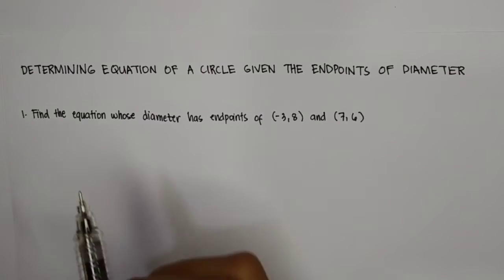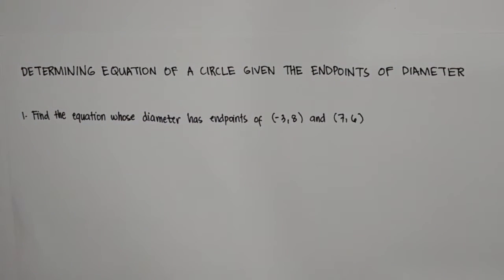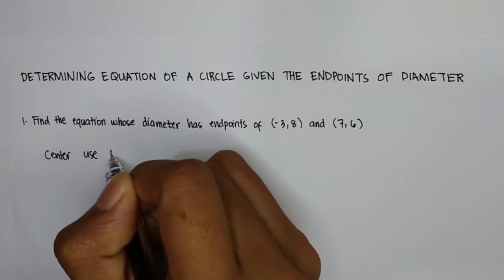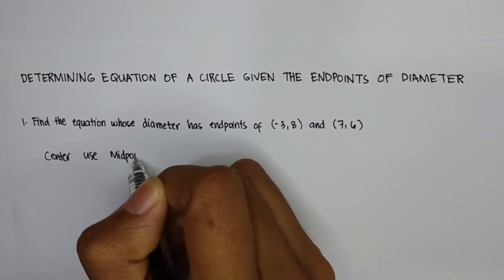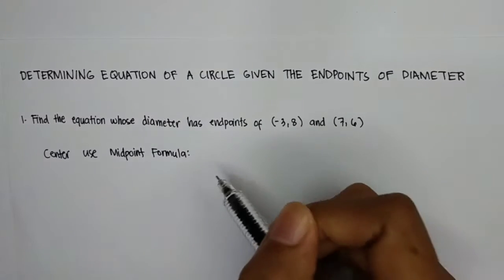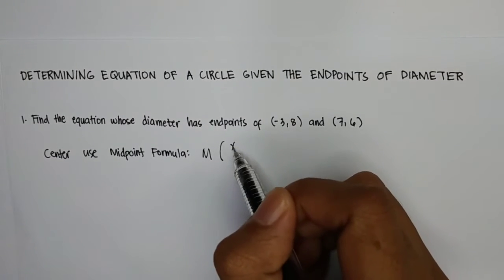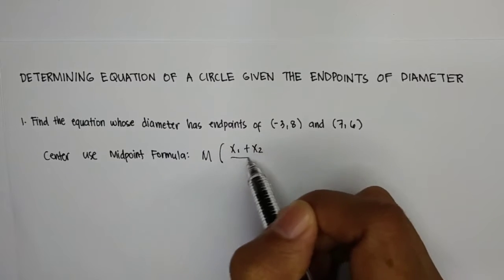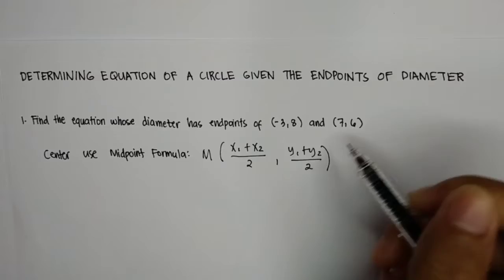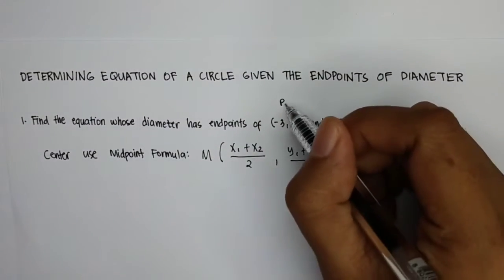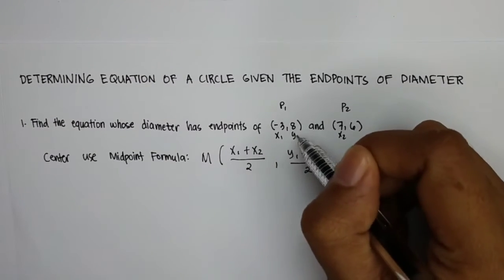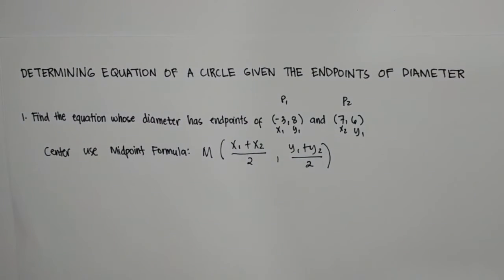So, ano nga ba yung midpoint formula? Again, ito yung sa paghanap ng center. So, sa center, we need to use the midpoint formula. The midpoint formula is ((x sub 1 plus x sub 2) over 2, (y sub 1 plus y sub 2) over 2). Let this be our point 1 and this is our point 2. So ito yung x sub 1 natin, ito yung x sub 2, ito naman yung y sub 1 at saka ito yung y sub 2.